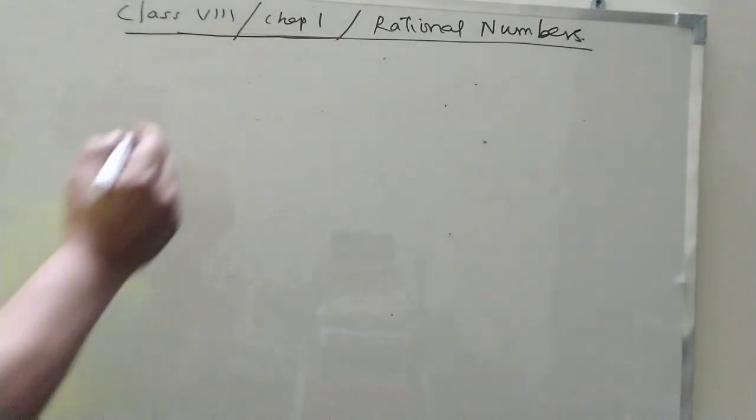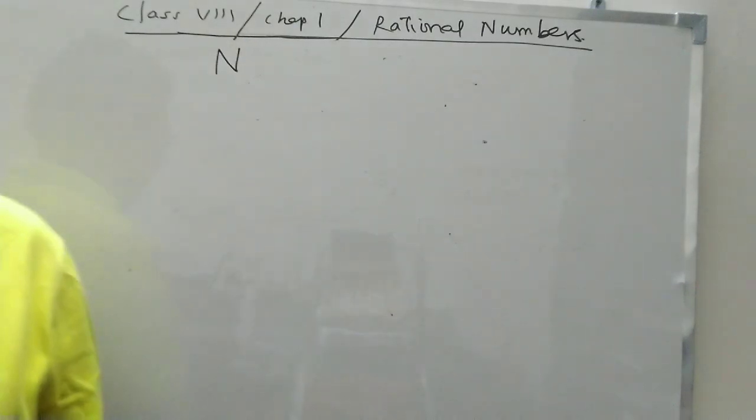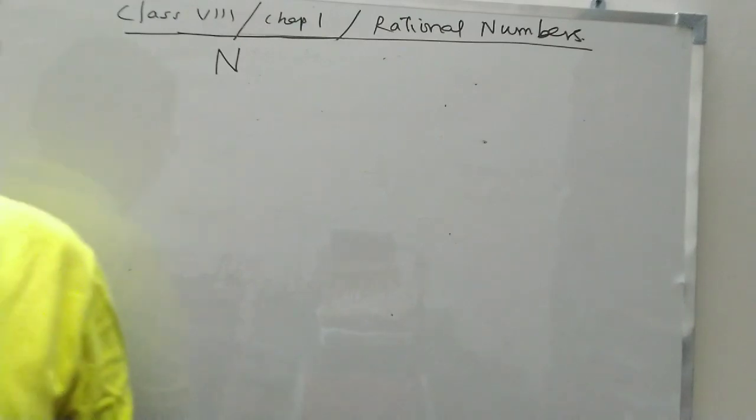First of all, you have studied about natural numbers, that is N. Now, what are natural numbers? Most of the students give me the definition that all numbers from 1 to infinity are natural numbers. Now, do you think that definition is correct? I don't think so. 1.5 also lies between 1 and infinity. But do you think it is a natural number? No.